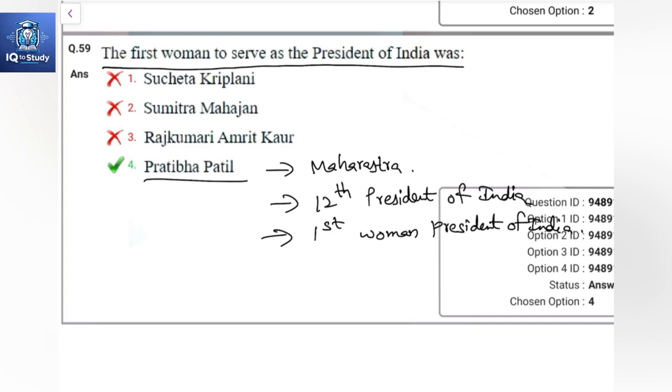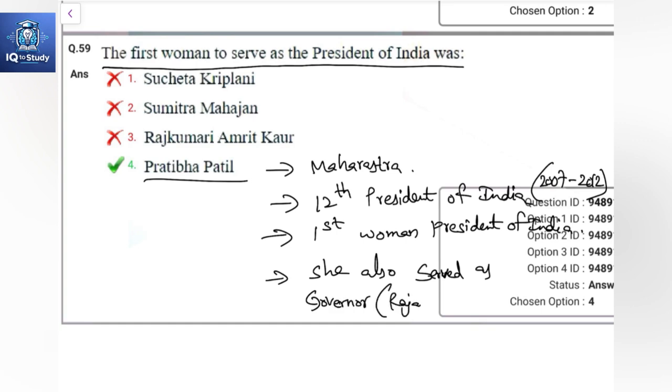Her period is from 2007 to 2012 as President. She also served as Governor of Rajasthan from 2004 to 2007.